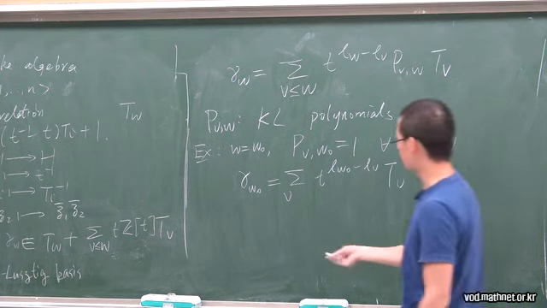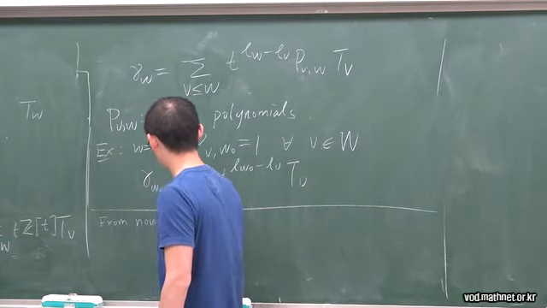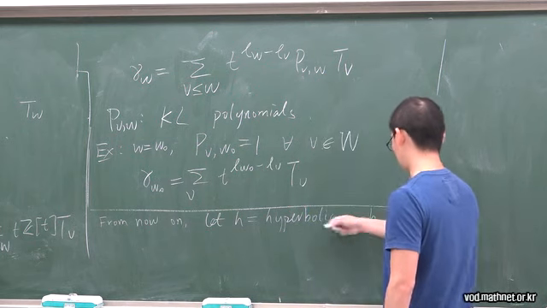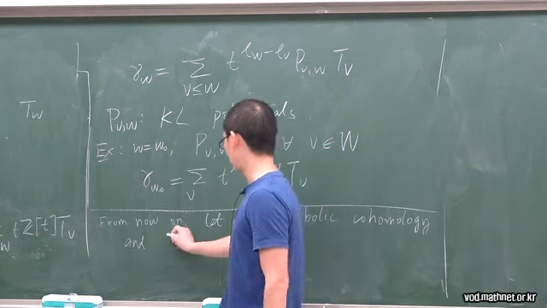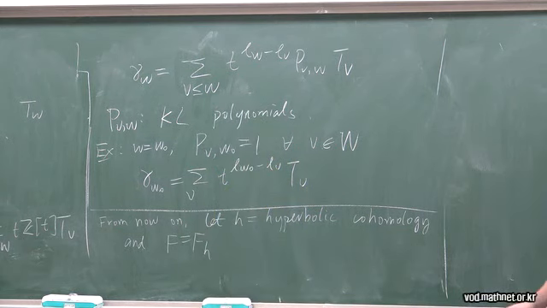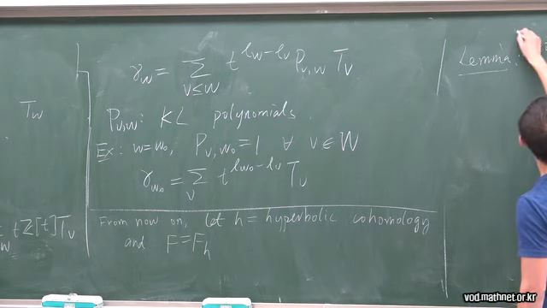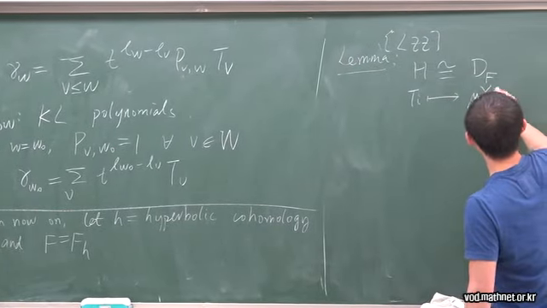Okay, so that's the characteristic part, or character part. Next, from now on, let H be the hyperbolic oriented cohomology, and F equals F_H. So if I write F, that means I'm talking about F_H. Starting from now, I'm not talking about a general oriented cohomology, I'm just talking about hyperbolic cohomology. Then there's a lemma saying that you have H isomorphic to D_F, sending T_i to Y_i minus T.